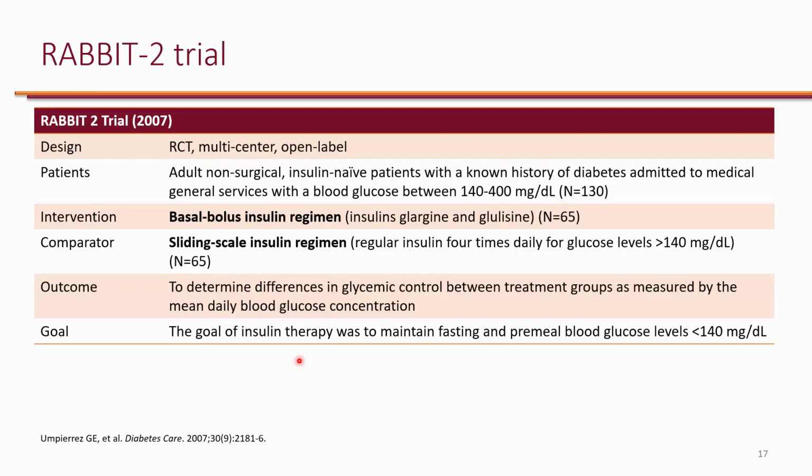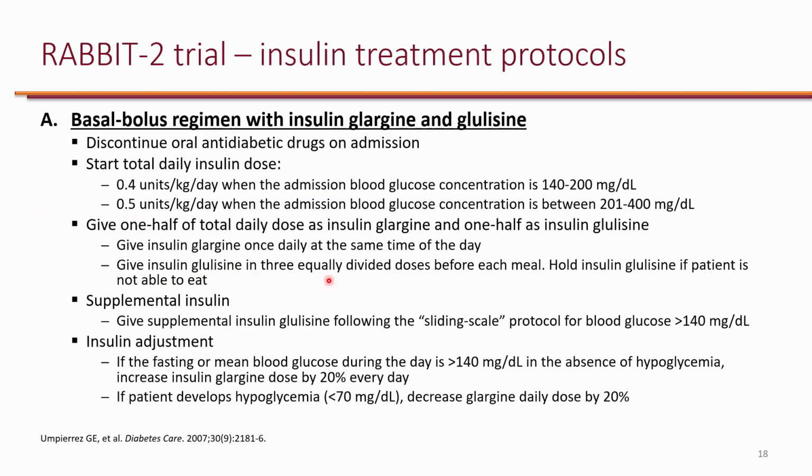There was the RABBIT-2 landmark trial that was published in 2007, and they wanted to compare the basal bolus insulin regimen, which is what I just described, to a sliding scale insulin to see if it makes a difference for glycemic control. And here's what they did. For the basal bolus regimen, they first decided the total daily dose of insulin based on body weight, and then they would give half of that daily dose as basal insulin glargine, and the second half they would use rapid-acting insulin glulisine, and they would break it into 3 and give it with each meal.